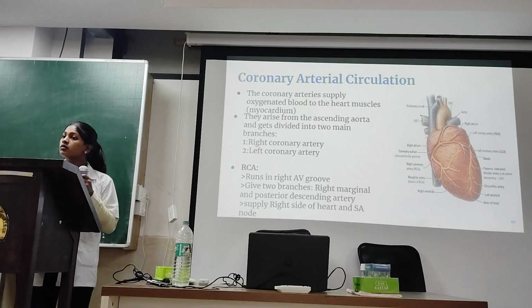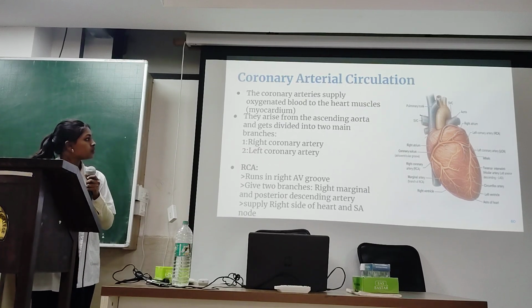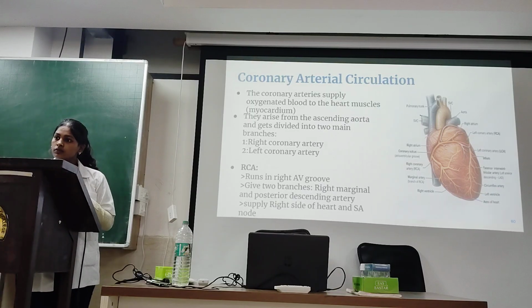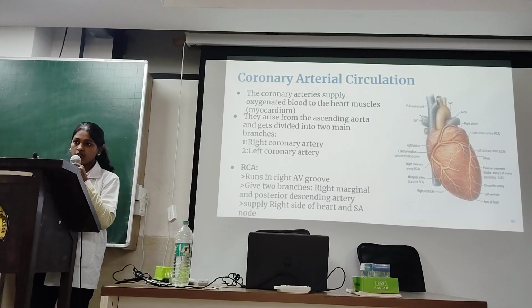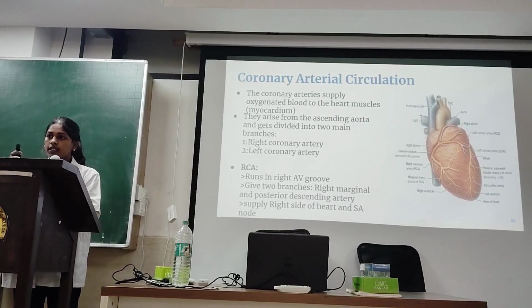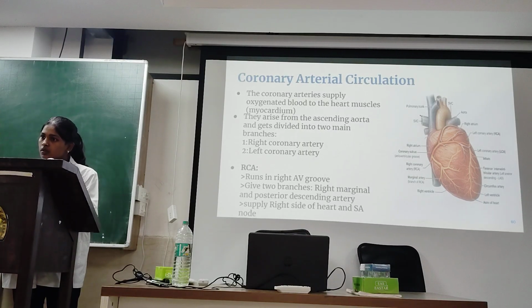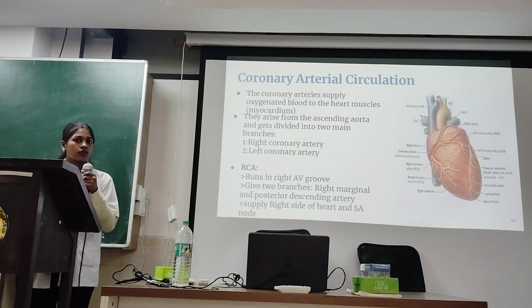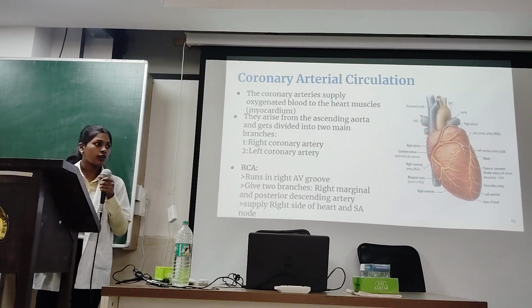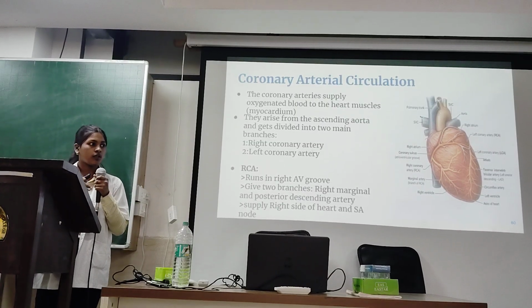You have written that they arise from the ascending aorta and get divided into two main branches. So there is a single trunk and then it divides? Yes, from the ascending aorta, the aortic sinus, which is also the sinus of Valsalva. Is there a single stem which gives rise to right and left? No, there are two separate aortic ostia. The anterior, yes, and the posterior.